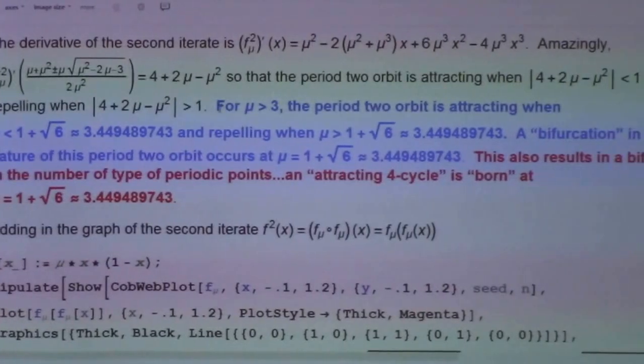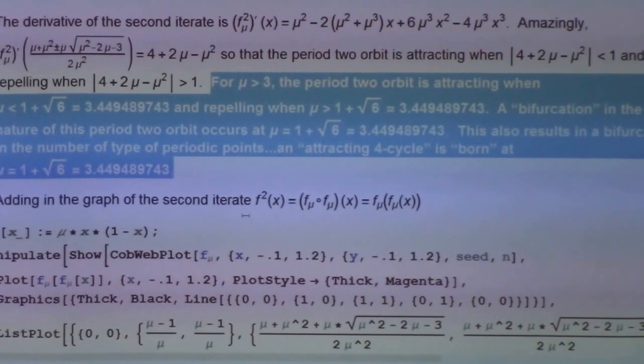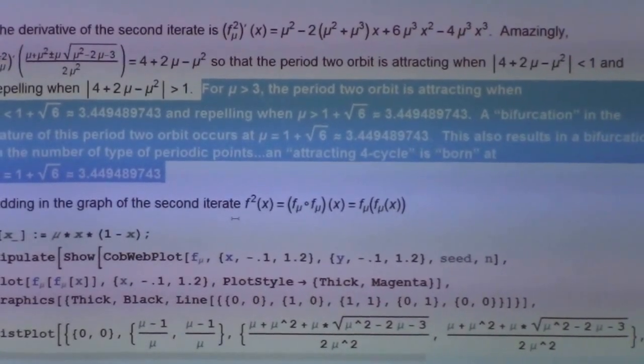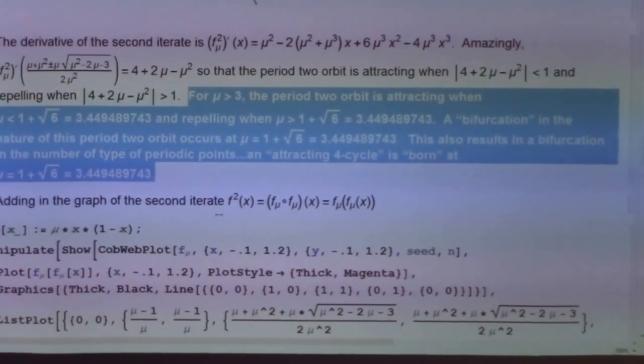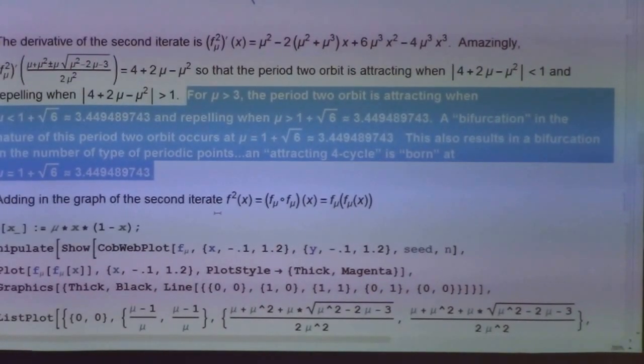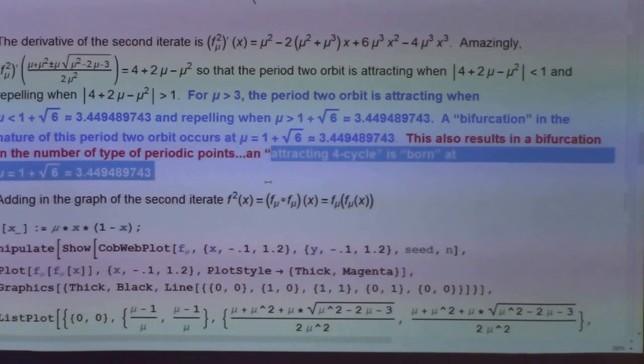Anyway, here's a brief summary of what you can find. The period 2 orbit cycles. Cycle means it goes back and forth. Orbit means the sequence itself. The period 2 orbit is attracting when mu is less than 1 plus square root of 6, which is about 3.45, and repelling when mu is bigger than that. Our bifurcation occurs at that value of mu. And at the next value of mu, 1 plus square root of 6, that's where the attracting 4-cycle is born. When you transition from attracting to repelling, that's when another bifurcation occurs in the number of periodic points.